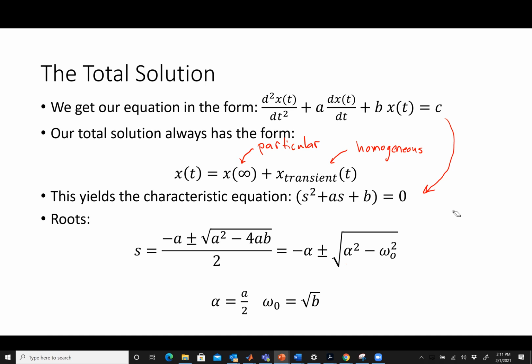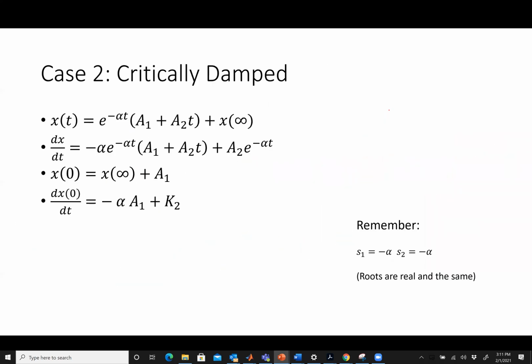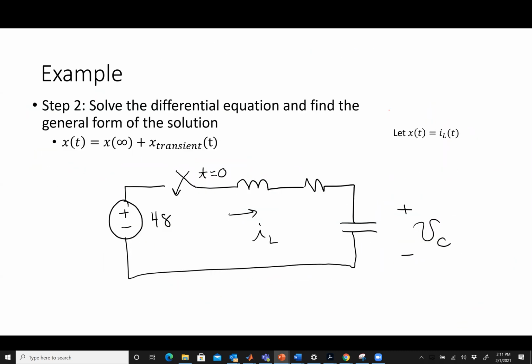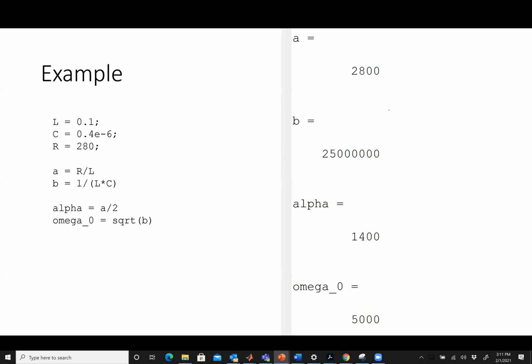The key thing for me is I teach it kind of the way the book does, which is to look at the relationships between the coefficients and alpha and omega. Because we're always put in a standard form, alpha is always going to be the middle coefficient divided by 2, and omega naught is the square root of the second coefficient. So once I have A and B, I go into my MATLAB and put in alpha is A over 2 and omega naught is the square root of B, and I run that.